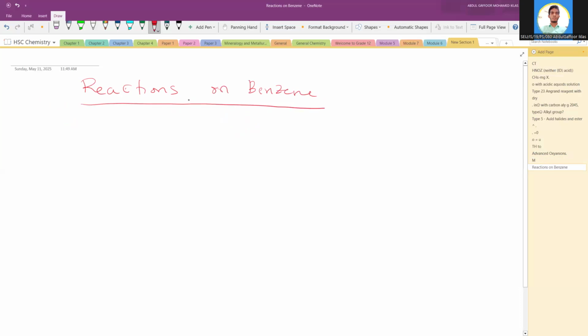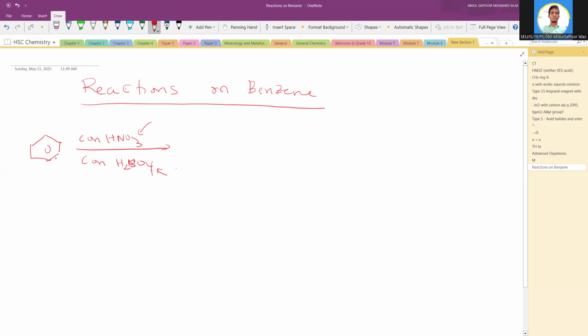So there are 4 types: nitration, halogenation, alkylation, and acylation, where we have to add an acid halide. That is called the Friedel-Crafts reaction. I will just introduce these things. Nitration means if you have benzene and you put concentrated HNO3 and concentrated H2SO4, here HNO3 is the reactant, and here H2SO4 is the catalyst, right?